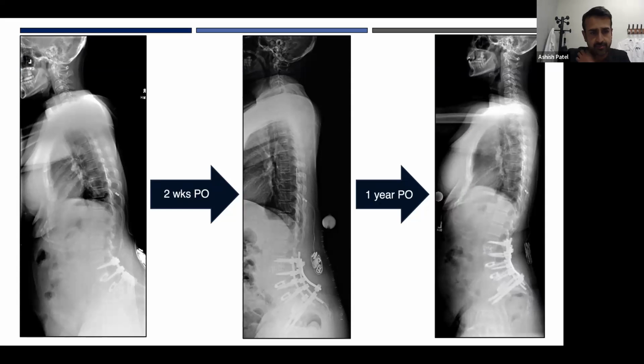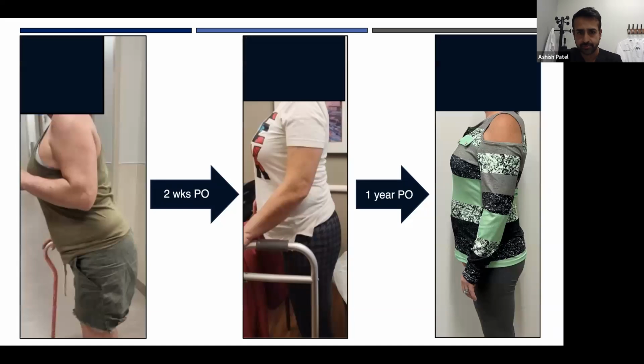You can see from pre-op to 2 weeks, and we saw her again actually today for her 1 year post-op, and you can see the alignment's maintained, and it actually looks really good. That looks really good, Ashish. I mean, that's a great result for her.